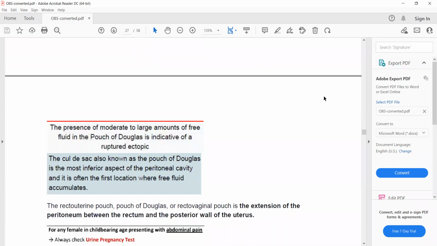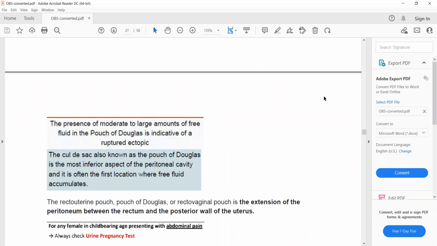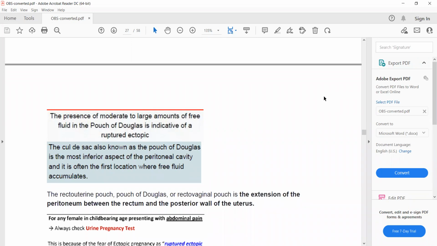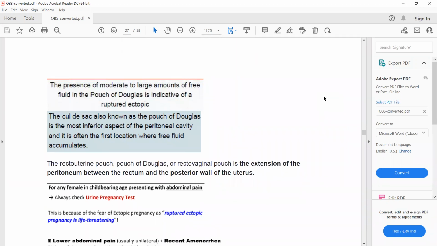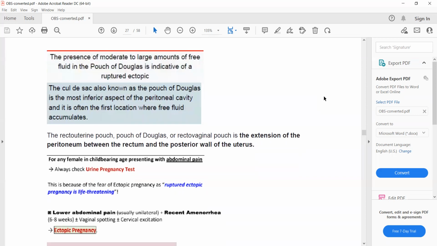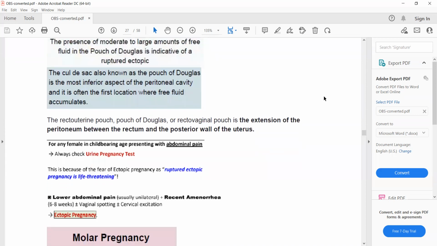So remember these two signs: if they are present, systolic blood pressure of less than 90, and free fluid in the pouch of Douglas or rectouterine pouch, then the ectopic pregnancy has ruptured and the treatment for it is laparotomy. So this was all about ectopic pregnancy, its diagnosis and its management.